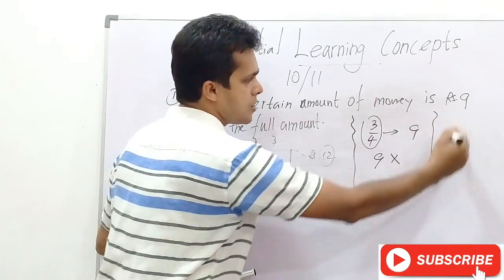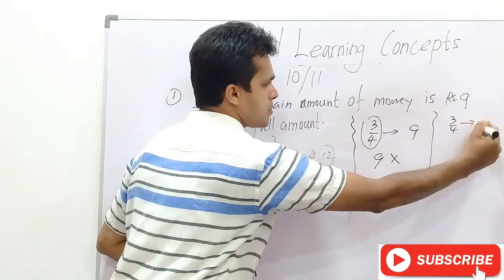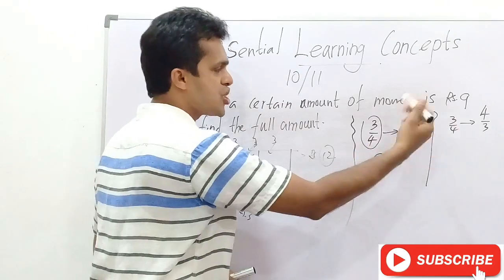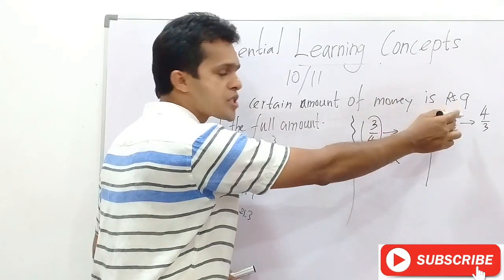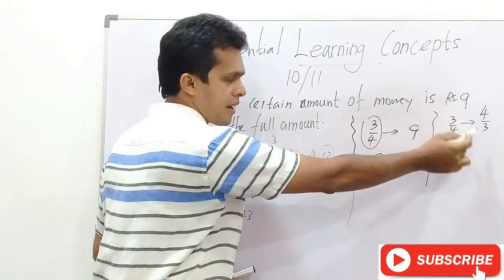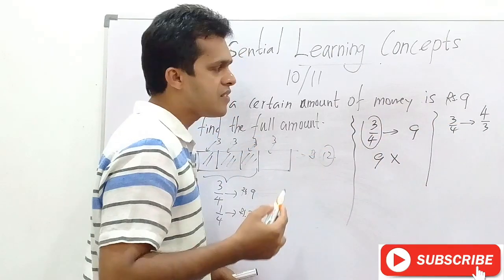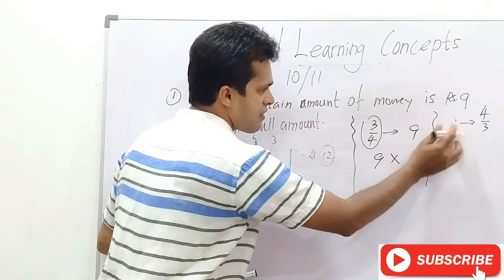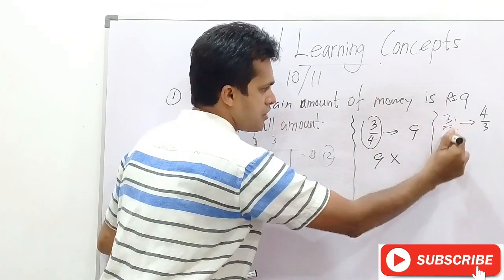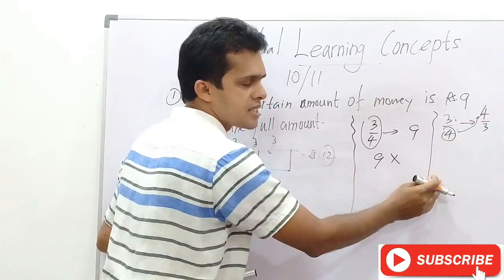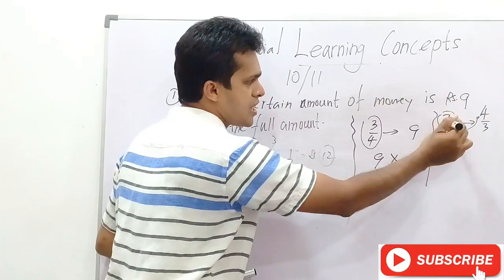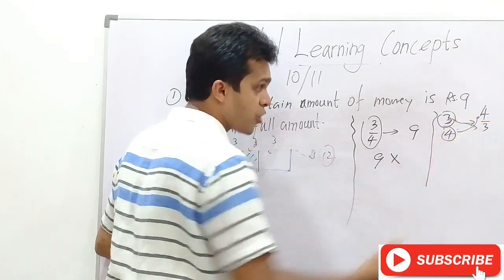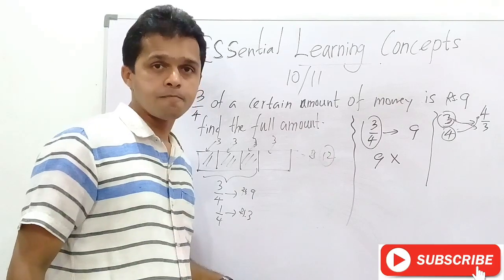The reciprocal of 3/4, you know that. The reciprocal of 3/4 is 4/3. The digit in the denominator goes to the numerator, and the digit in the numerator goes to the denominator. The digit in the denominator is 4; it goes to the numerator. The digit in the numerator goes to the denominator.